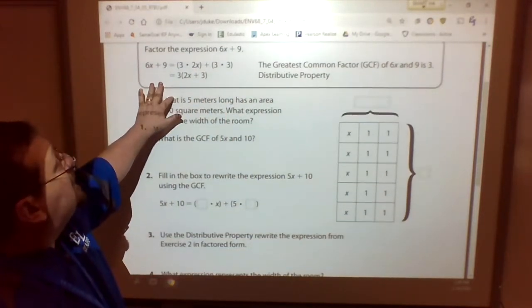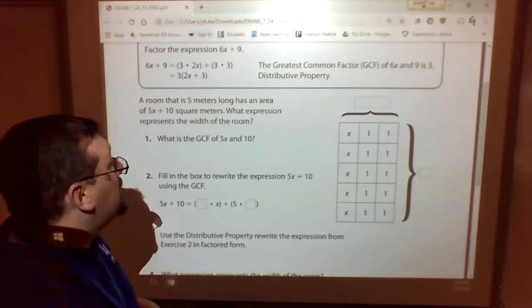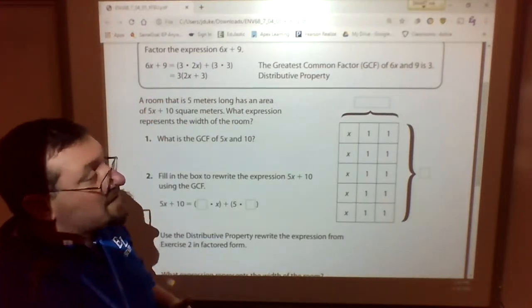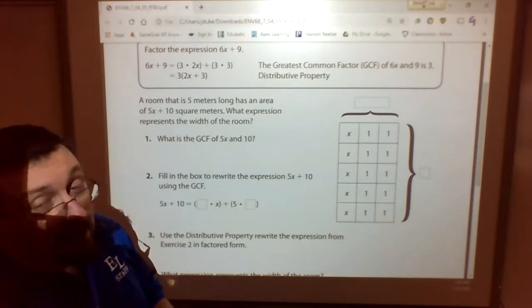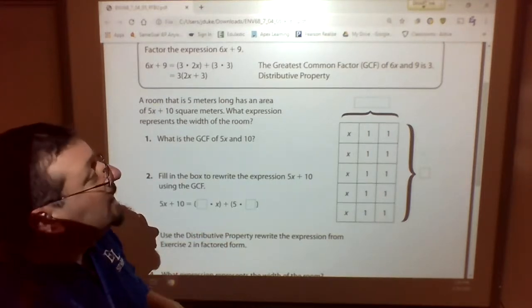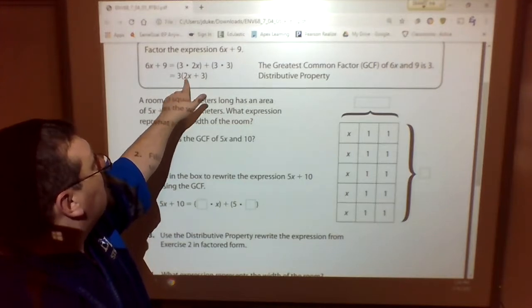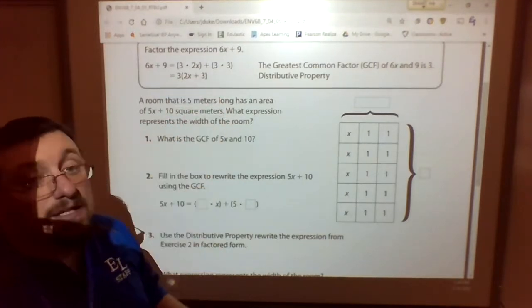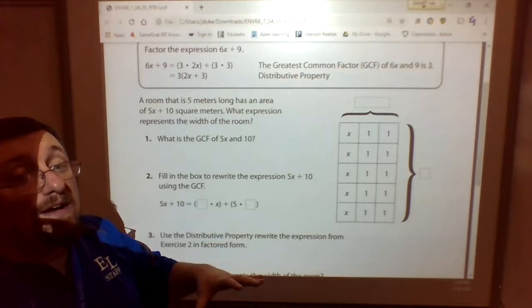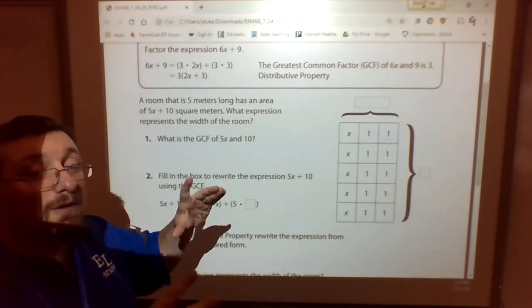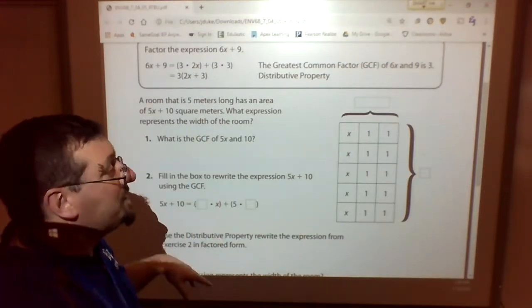All right, we're factoring the expression of 6x plus 9. And if you break it down, the greatest common factor of 6x and 9 is 3. And I won't go through the work there. So then I use the distributive property to rewrite it as 3 times the quantity, 2x plus 3. I take the greatest common factor outside the parentheses, and whatever's left I keep inside the parentheses.